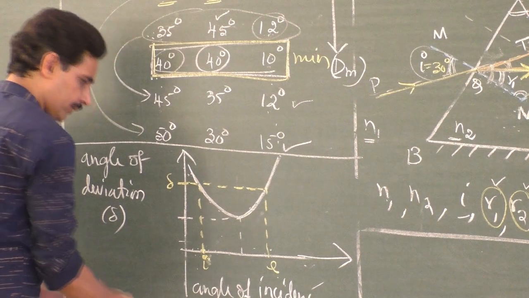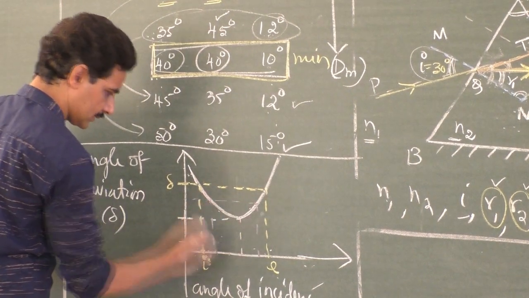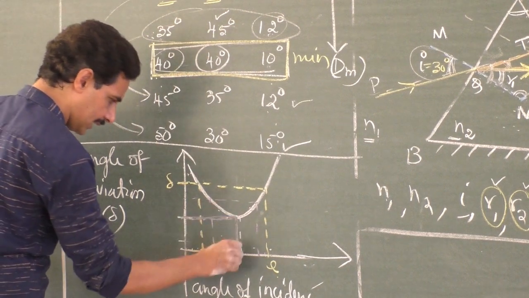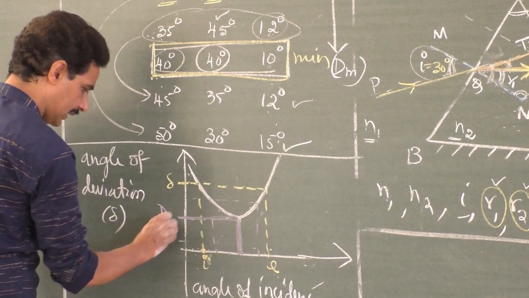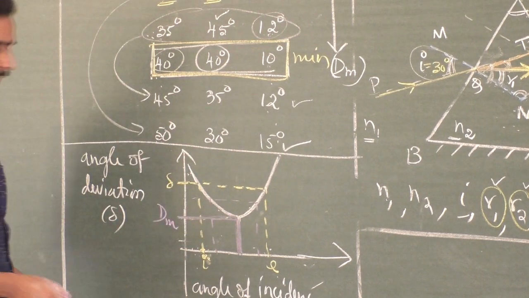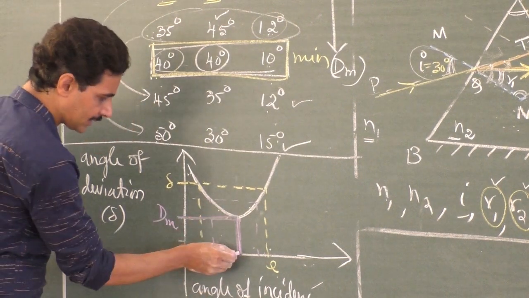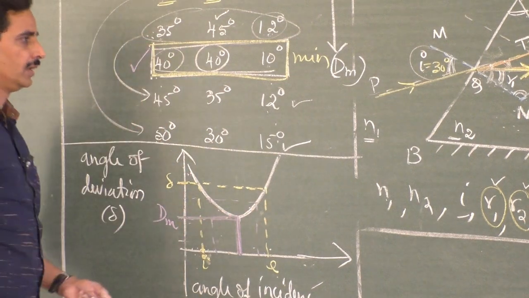Now sir, which angle of incidence has given this angle of deviation? It is these two values. Sir, this angle of deviation is given by which angle of incidence? Only one here. This angle of deviation, I call this dm. It is obtained for only one angle of incidence. Sir, what has happened to the two values here? They have become equal. Can you see this table?